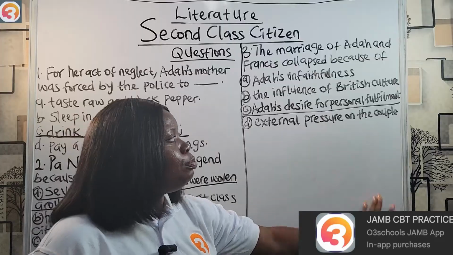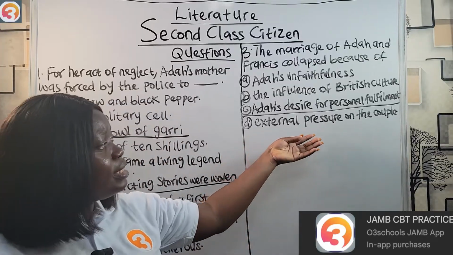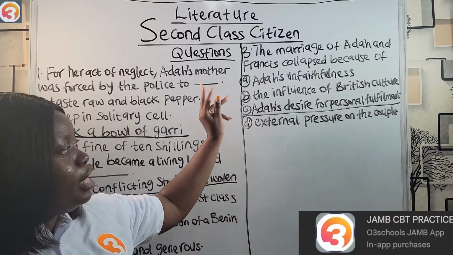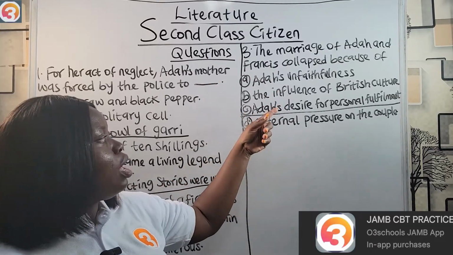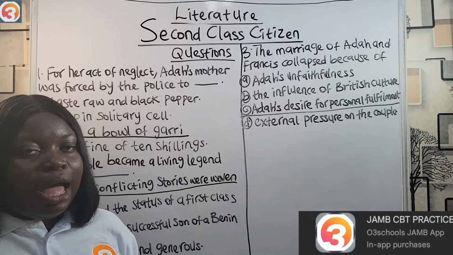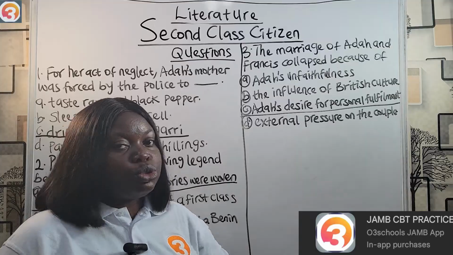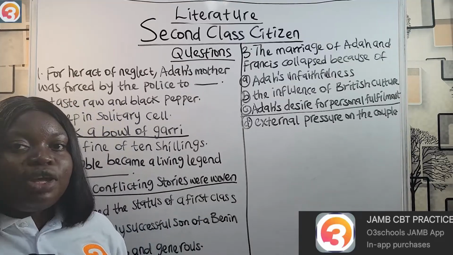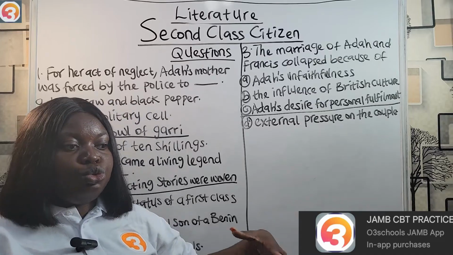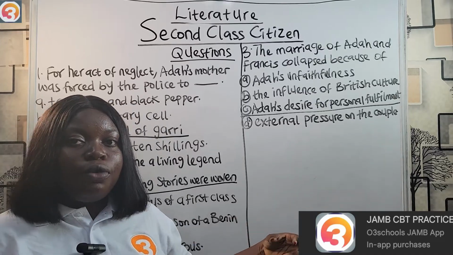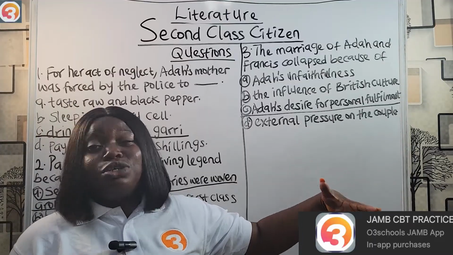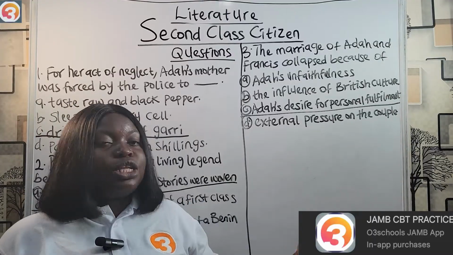And then the influence of British culture and external pressure on the couple. We wouldn't say this didn't have an effect on the marriage, but the major cause of the collapse was Ada's desire for personal fulfillment. She had a dream and she knew that continuing with Francis, she was not going to get anywhere. At least she was finally able to see that Francis was a bitter person that didn't want to grow, and he was jealous of Ada's own growth. So he didn't want to succeed, and he didn't want Ada to also succeed.